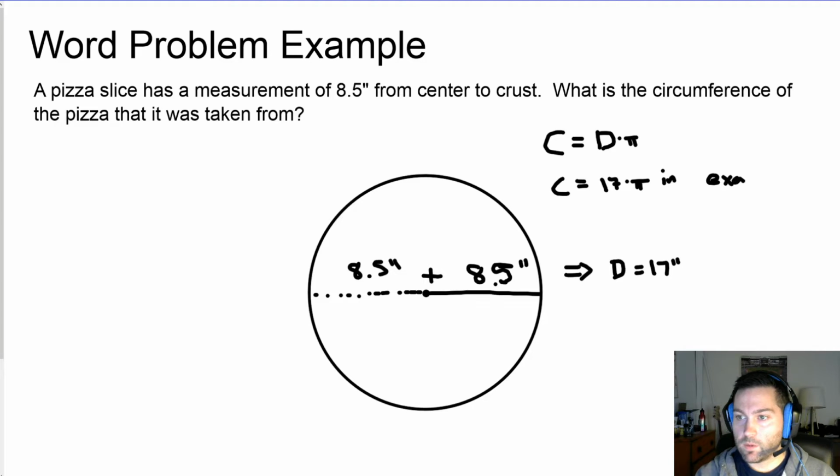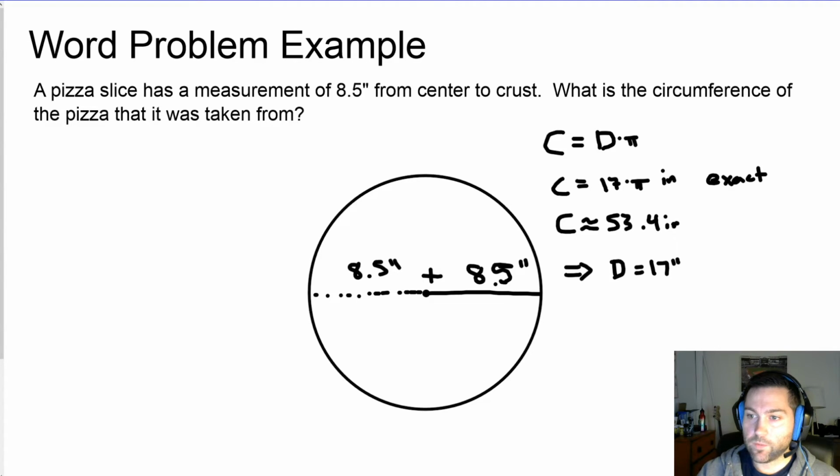But when we interpret real-world situations, a lot of times we use an approximate answer because it's tough to tell somebody, hey, the pizza has a 17 pi inch circumference. If you told them it was about 51 or 52 inches, that would be a lot more understandable to someone. So we're going to go ahead and type in 17 pi on the calculator. And the approximate answer, and I'm going to use the squiggly equal sign to indicate that it's an approximate answer, is 53.4 inches. And that's the approximate answer.